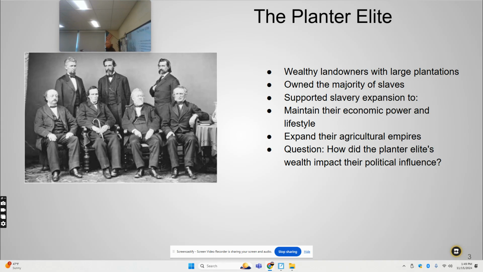But the more slaves you owned, the more status and the more power you had in your southern community and in the state in which you lived. Most planters own 20 or more slaves. Some owned 50 or more, and the very, very wealthy are going to own hundreds or some even thousands of slaves.